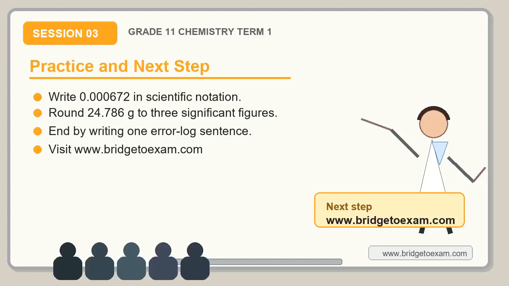Before you leave, practice actively. Task 1. Write 0.000672 in scientific notation. Task 2. Round 24.786 g to three significant figures. Task 3. Calculate 8.40 divided by 2.1 and report the answer with correct significant figures. At the end of your study, write one sentence beginning, "The chemistry idea I must remember is."